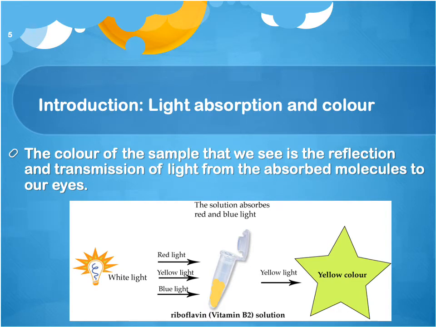The color of the solution that we see is due to the reflection and transmission of light from the absorbed molecules to our eyes. For example, riboflavin, or we know as vitamin B2, is yellow because molecules of riboflavin absorb red and blue light and transmit yellow light into our eyes.